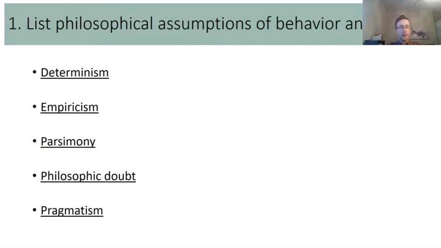Now, a mnemonic that I found useful for learning to quickly list philosophical assumptions of behavior analysis is DE3P. So D, determinism, E, empiricism, and then 3 Ps, parsimony, philosophic doubt, pragmatism. Again, that's DE3P. So it'll be useful to have a flashcard where on the front it says DE3P, and on the back it lists these philosophical assumptions. And another useful flashcard would say on the front mnemonic for philosophical assumptions of behavior analysis, and on the back it says DE3P. So those could be useful.